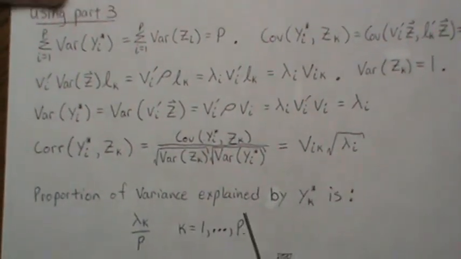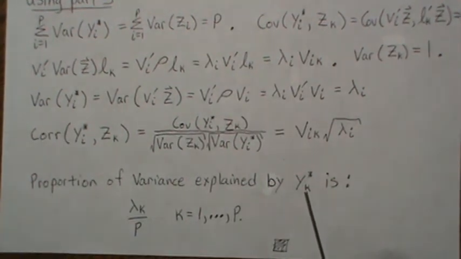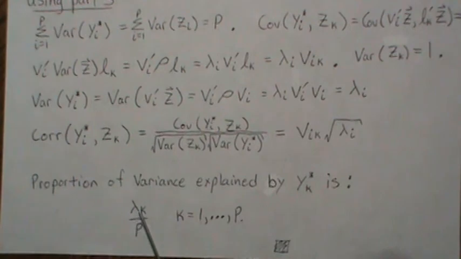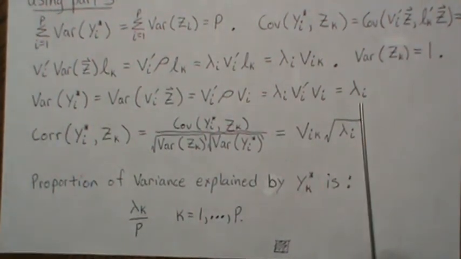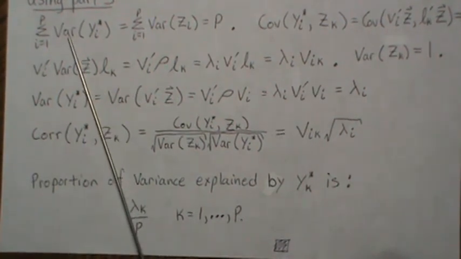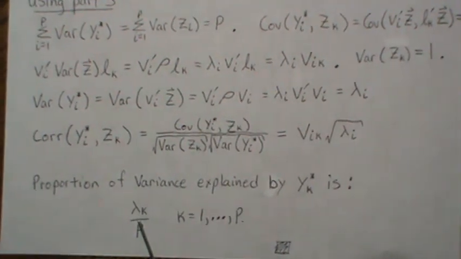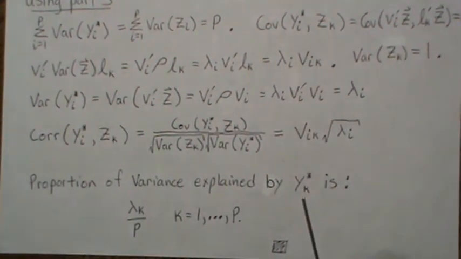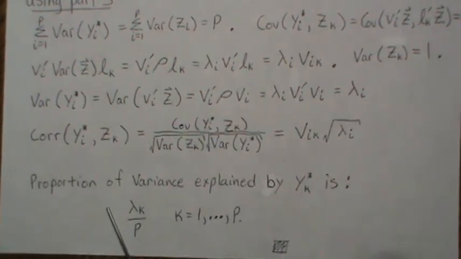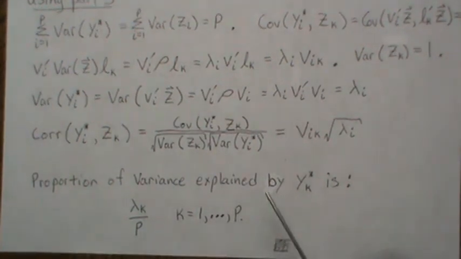The proportion explained by the standardized principal components is this. So for each k, this is the variance associated with an eigenvalue, and the total population variance we said was p. So this is the proportion of the variance associated with the kth standardized eigenvalue. And then of course we want the first so many eigenvalues to account for so much of the variance, etc.